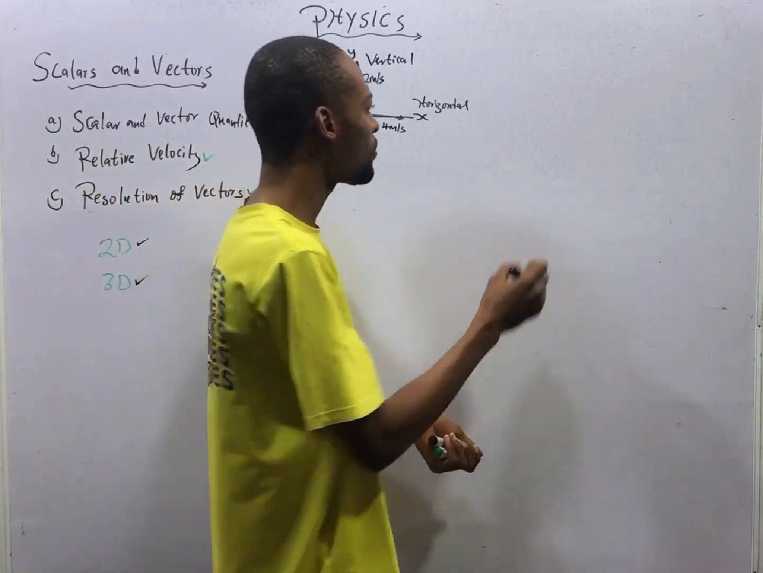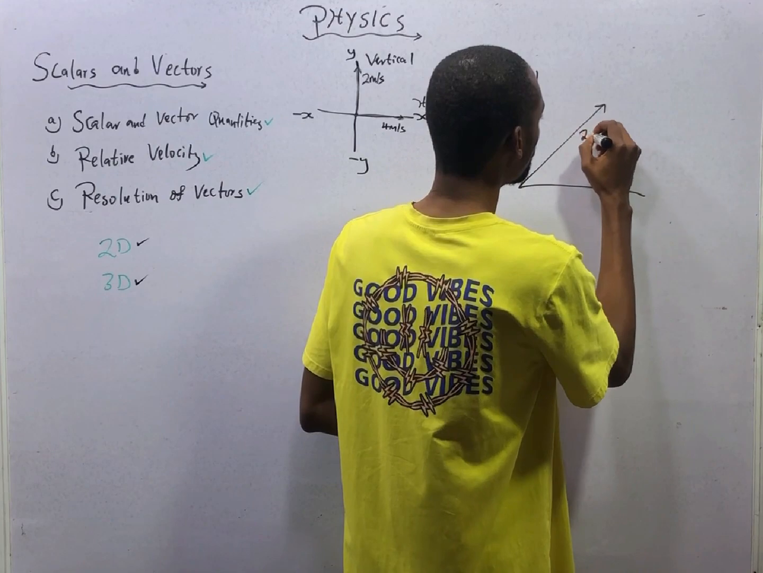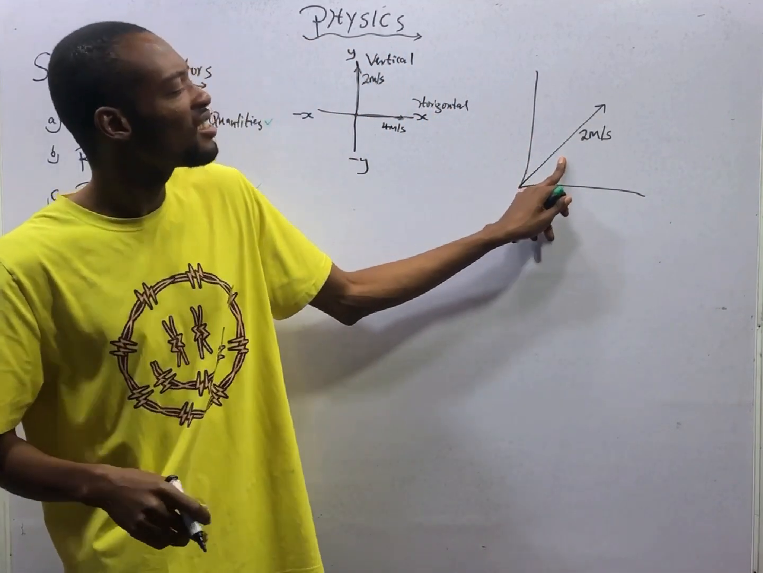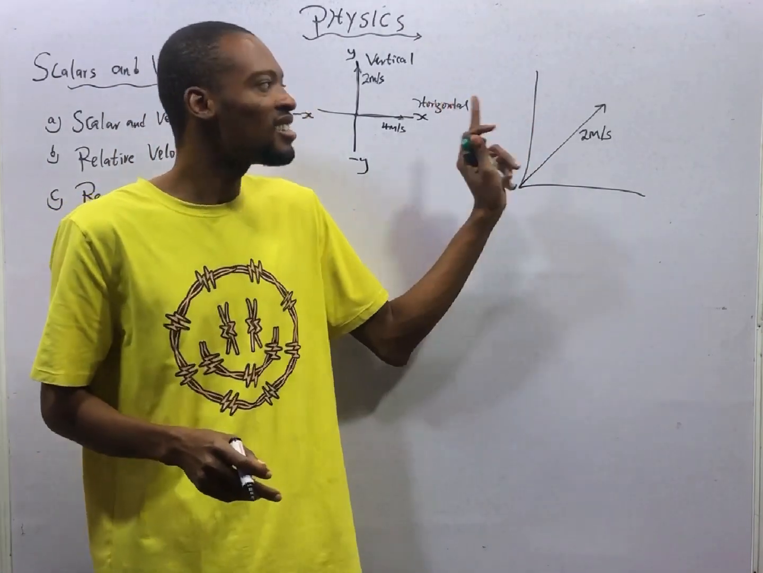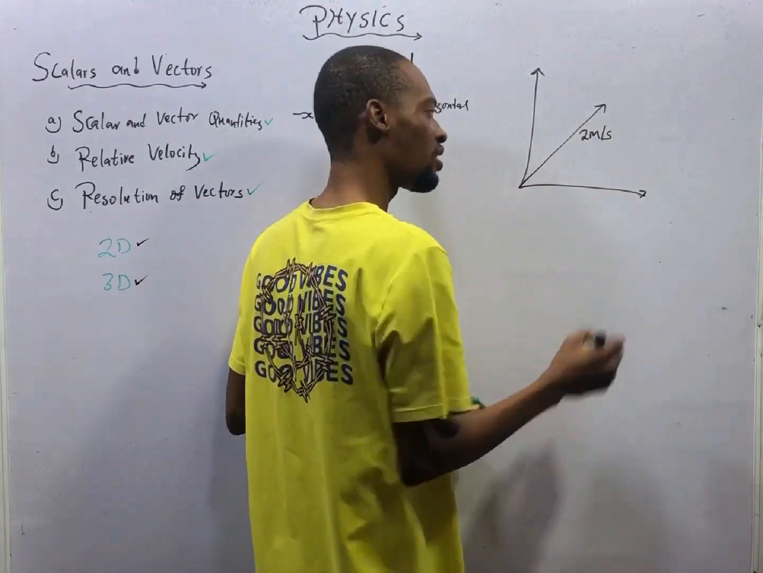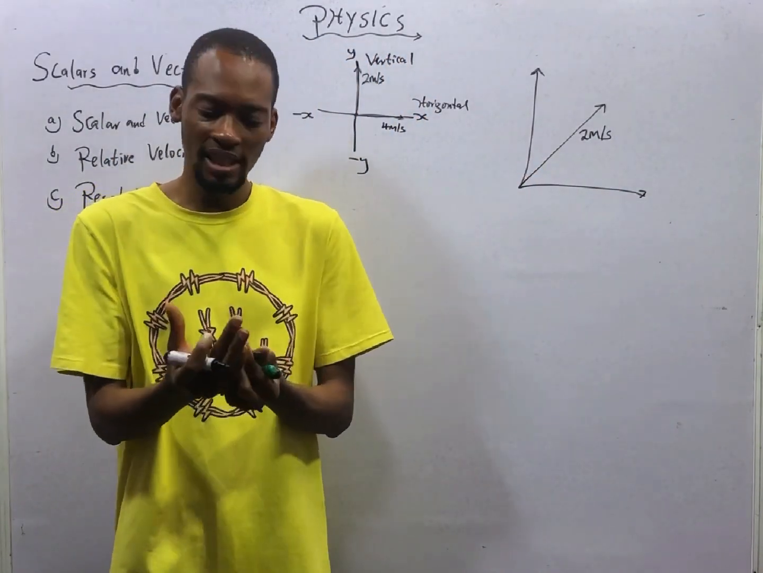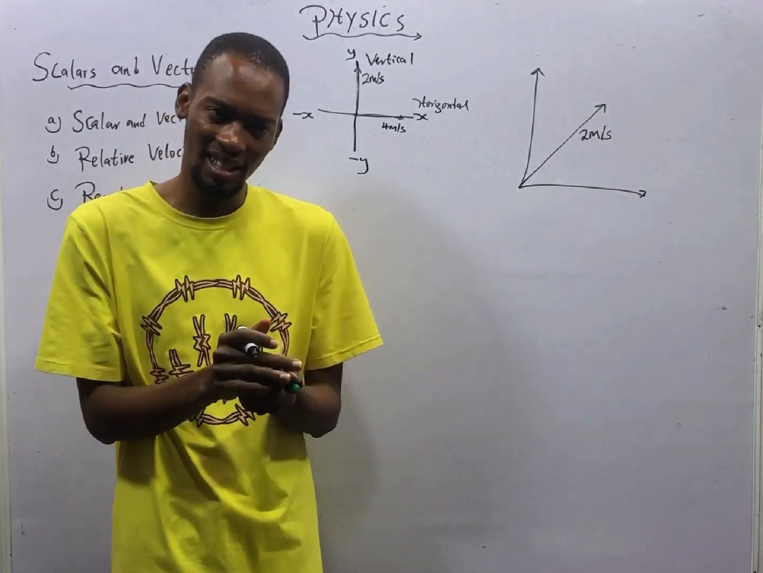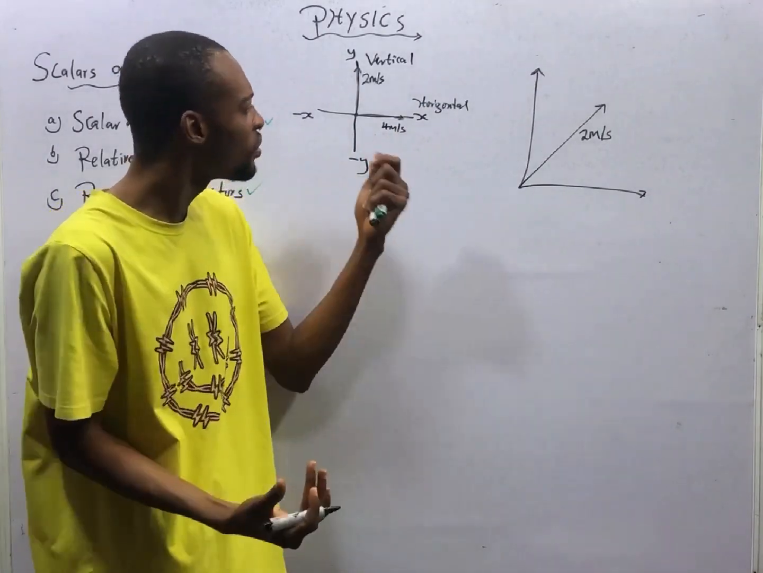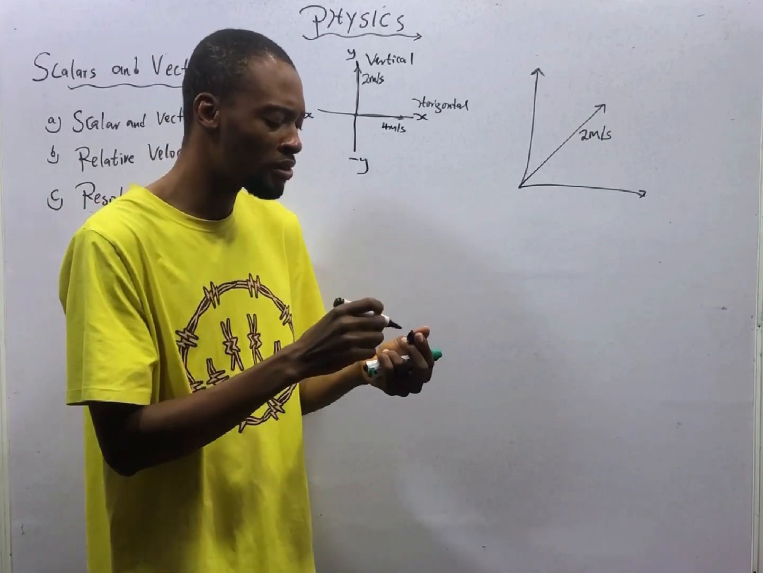How about you have something like this, 2 meters per second. This guy is not in the vertical axis, it's not in the horizontal axis. So it's not in y, it's not in x. But we cannot leave it like this. We need to take it to either x or y axis. Not either. We'll take it to x axis, take it to y axis. Trying to take these vectors to their components, vertical and horizontal. That is resolution of vectors.